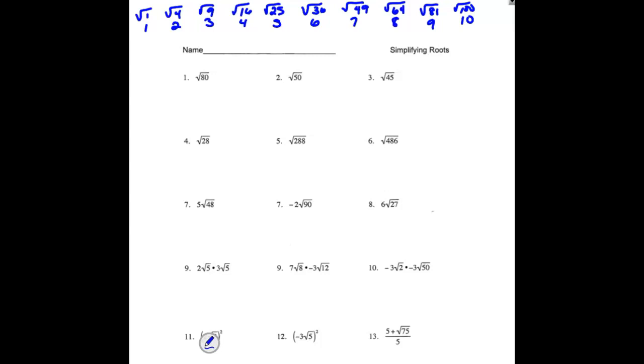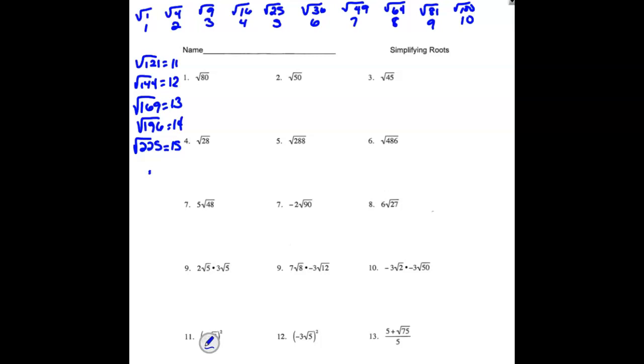Now, there are some more. The square root of 121 would be 11. The square root of 144 is 12. The square root of 169 is 13. The square root of 196 is 14. And the square root of 225 is 15. Now, it keeps going, but for the most part, those are the ones you'll see most often.